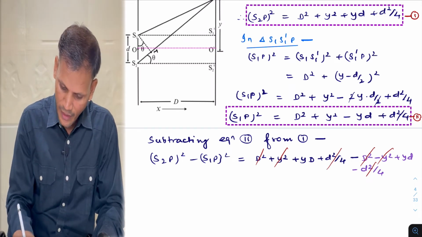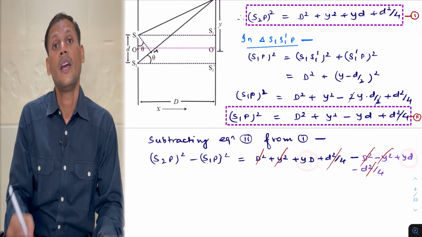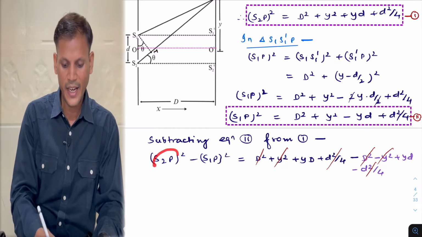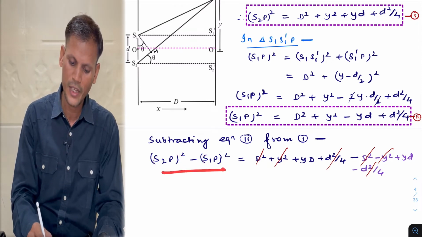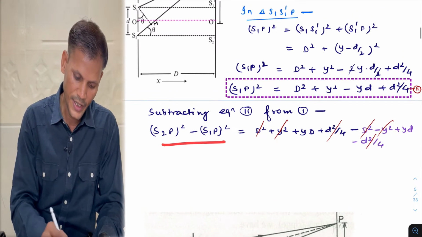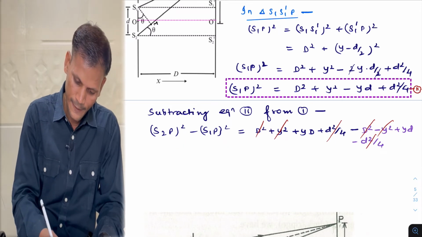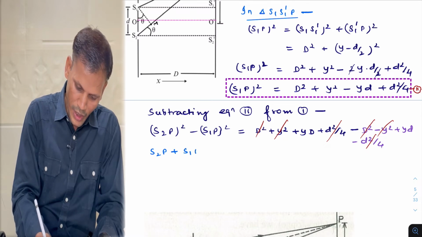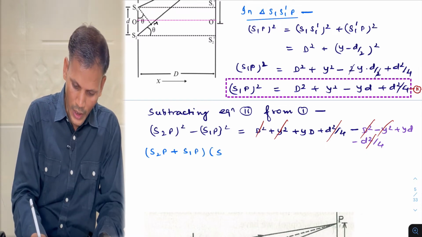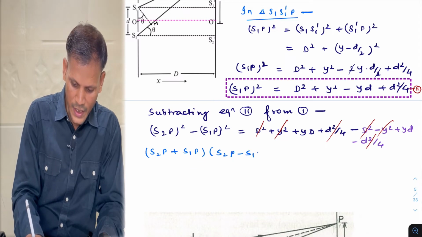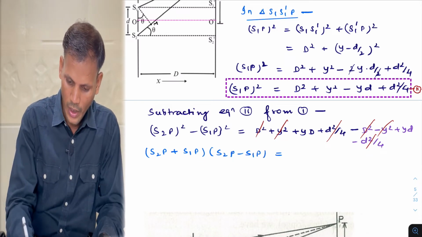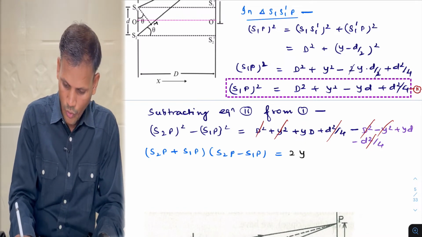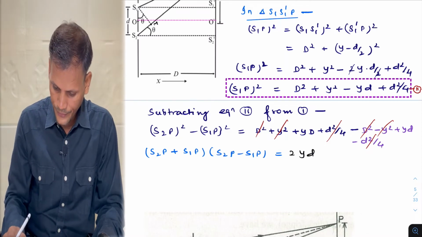So we are getting yd plus yd, which will be 2yd. And of course this one is a square minus b square type, so a plus b into a minus b. So we can write it as S2P plus S1P into S2P minus S1P is equal to, and what is remaining here, yd plus yd will be 2yd. This is 2yd, right?